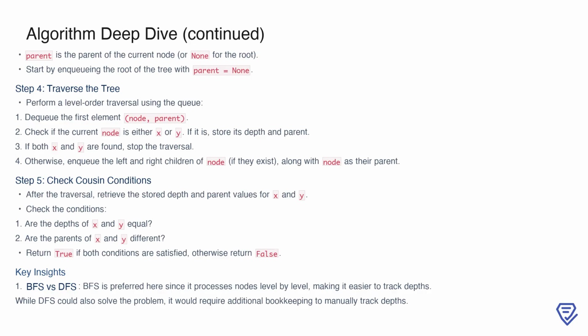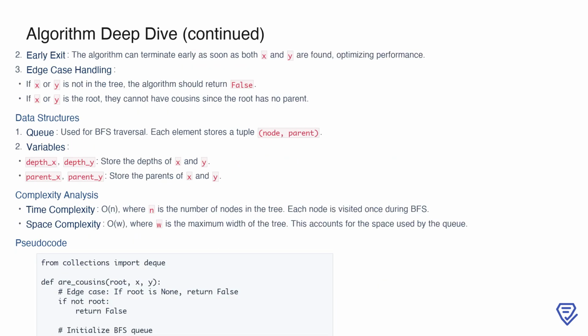Otherwise, we return false. Using BFS ensures that our implementation is straightforward and efficient for this problem. Additionally, it's worth noting that the algorithm can terminate early as soon as both x and y are found, which helps optimize performance. Some edge cases also need to be considered. For example, if either x or y is not present in the tree, the algorithm should return false.